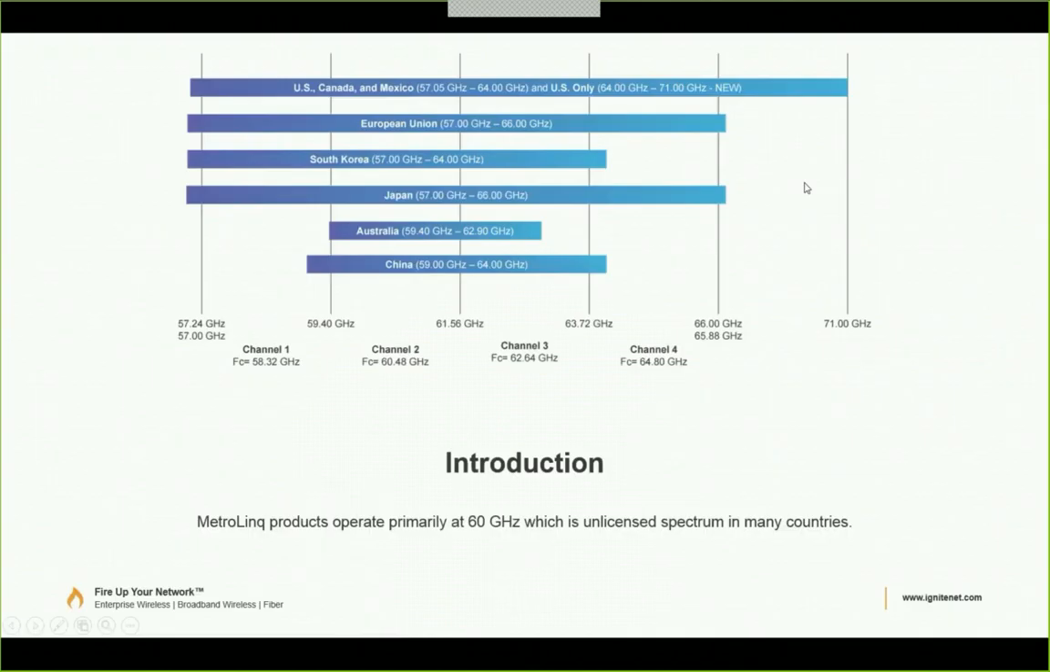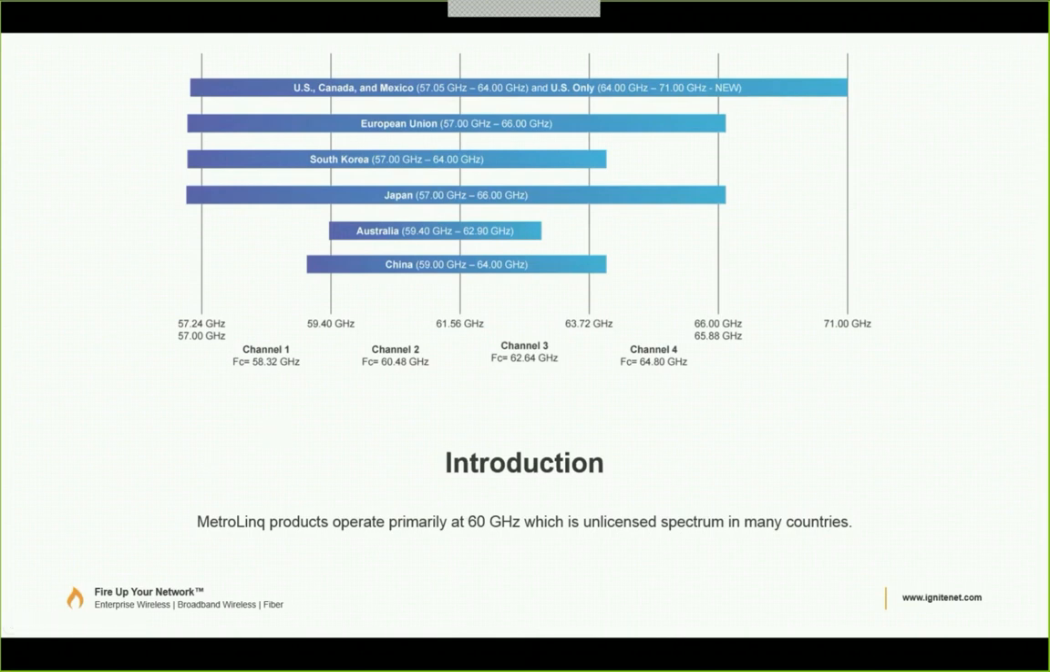So now I'm going to introduce you to MetroLinq. MetroLinq products operate primarily at 60 gigahertz, though they have 5 gigahertz and 2.4 gigahertz radios in some cases. 60 gigahertz is unlicensed spectrum in the US, Canada, and Mexico, which has even opened up from 64 gigahertz all the way to 71 gigahertz. If you see at the bottom of this picture, you can see that we have channel 1, channel 2, channel 3, and channel 4. Those are our current operating channels in the 60 gigahertz band.